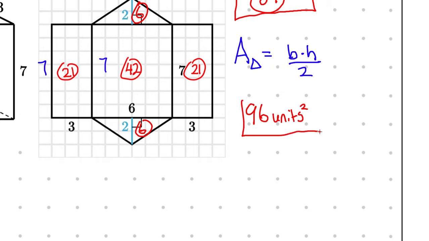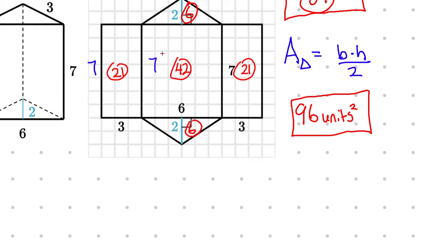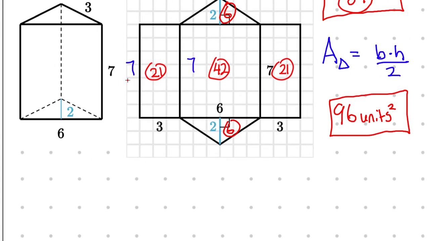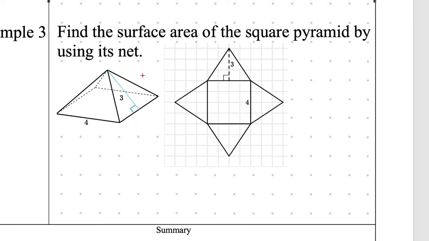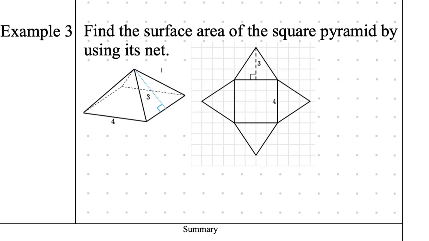And they're that easy. So there are 2 homework assignments tonight. One of them is using the nets to find surface area. That's the hard part. And the other one is just identifying which nets go to which polyhedron. And that, I think, is even easier. If you guys struggle, though, we'll talk about it tomorrow when I'm back. What I want you guys to do now is do example number 3 all on your own. You're just using nets. You know the area of a triangle now. Do it on your own.